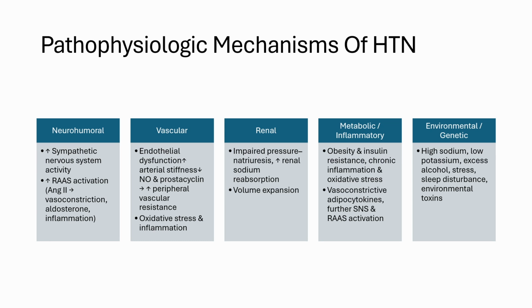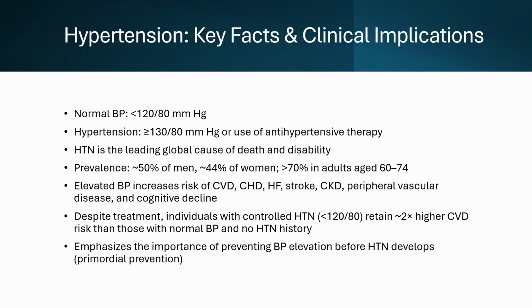Environmental and genetic factors such as high sodium intake, low potassium intake, alcohol overuse, stress, sleep disturbance, and heavy metal exposure also contribute to blood pressure elevation. Normal blood pressure is defined as a blood pressure of less than 120 over 80 millimeters of mercury. Hypertension is the leading cause of death and disability worldwide, and it is defined as a blood pressure of 130 over 80 or higher, or any patient on antihypertensive therapy.